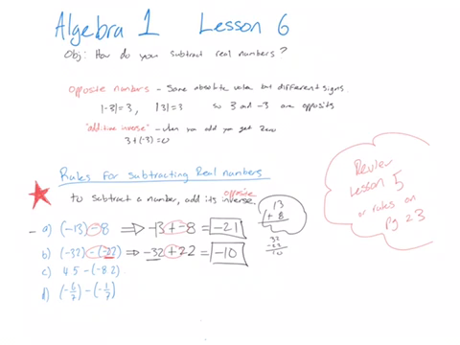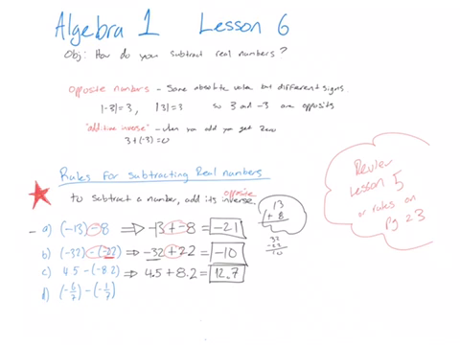Let's keep going. 4.5 minus a -8.2 is going to be 4.5 plus, what's the opposite of a -8.2? Well, +8.2 is its opposite. So just add those. 8 plus 4 is 12. This is equal to 12.7.